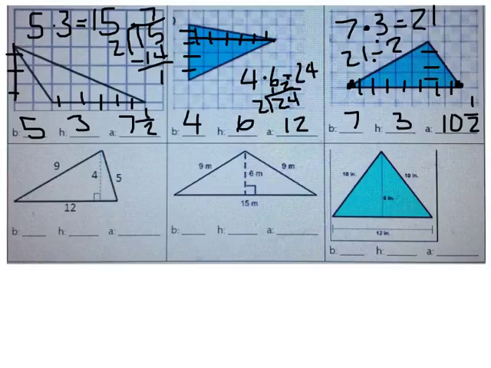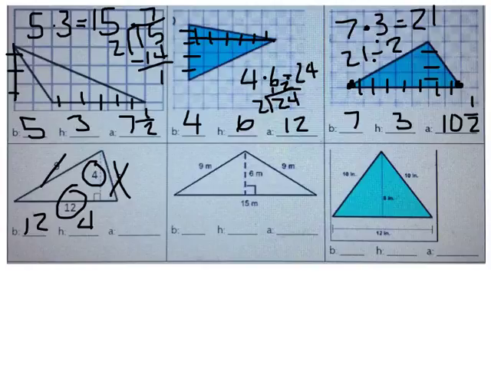Now let's try 3 where they're not on a grid. The bases and heights are given. First, what's the base and height of the bottom left triangle? The base is 12 and the height is 4. Remember, I take the two measurements that are on a right angle with each other. 5 is a slanted line. It doesn't make a right angle. 9 doesn't make a right angle.